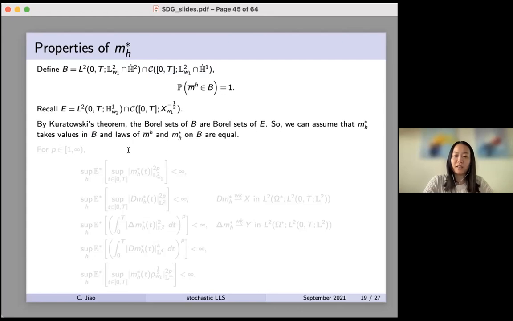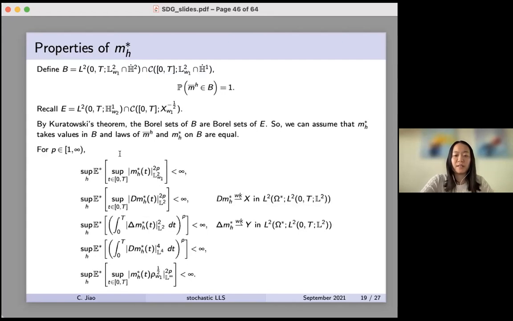This implies that MH star inherits most of the uniform estimates of M bar H as long as the uniform estimate spaces are contained in B. So we have the first 4 estimates directly from Kuratowski's theorem. The second and the third estimates tell us that the gradient of MH star converges to a weak limit x in this L2 space. Similarly, the Laplacian of MH star converges weakly to a limit y.